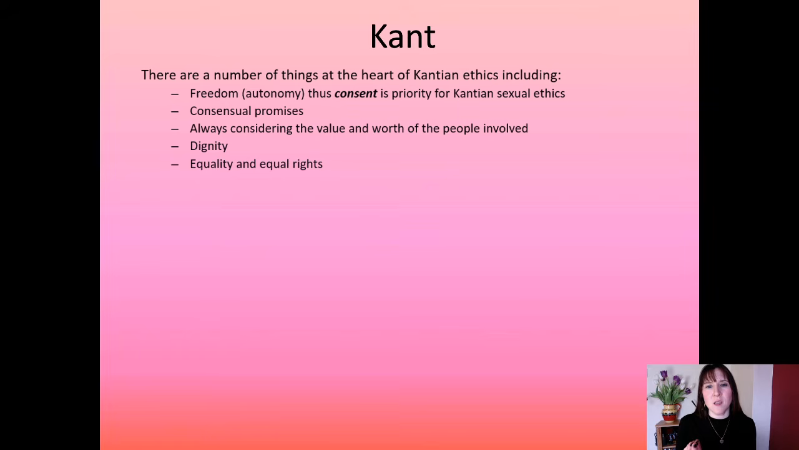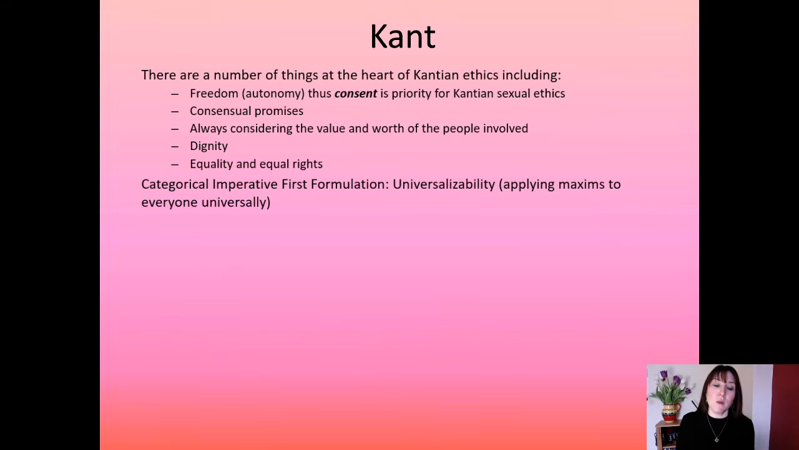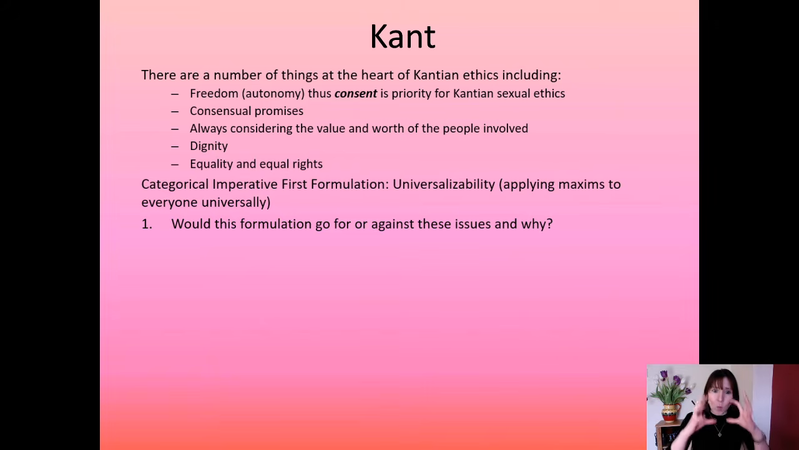When Kant comes to sex ethics, though, he has a real, genuine understanding of important things surrounding sexual ethics. All the words there are of such importance: consent, autonomy, dignity, worth, value, equality. All of these are so important. The categorical imperative first formulation is obviously universalizability, so applying maxims or general rules to everyone. So what I would like you to do is apply the first formulation, universalizability, to homosexuality, extramarital and premarital sex. Does the formulation go for or against these issues, and why?